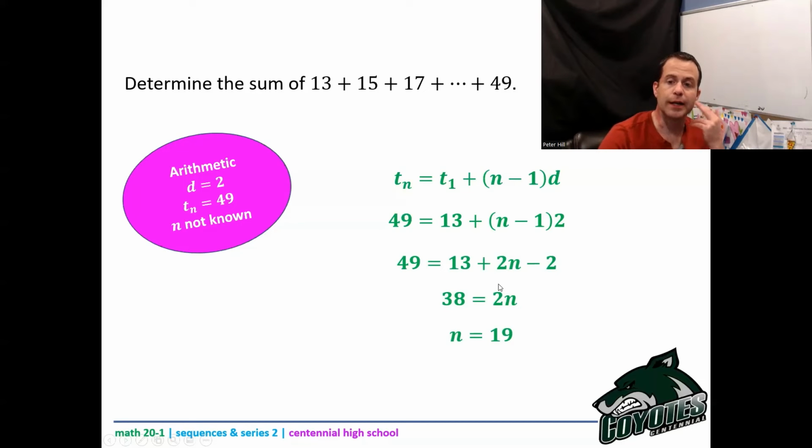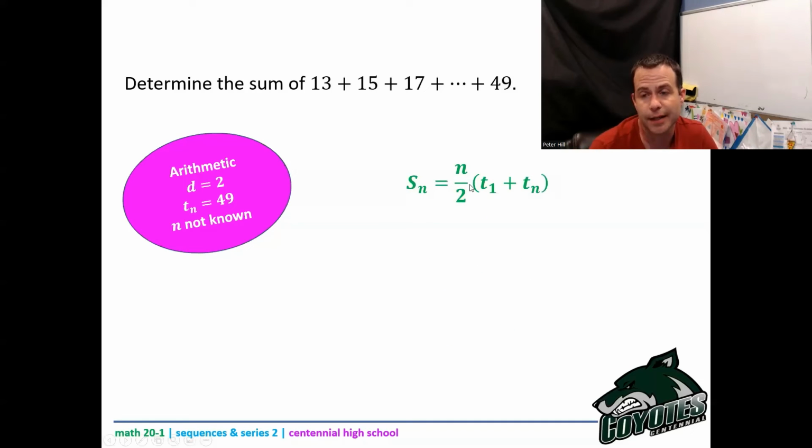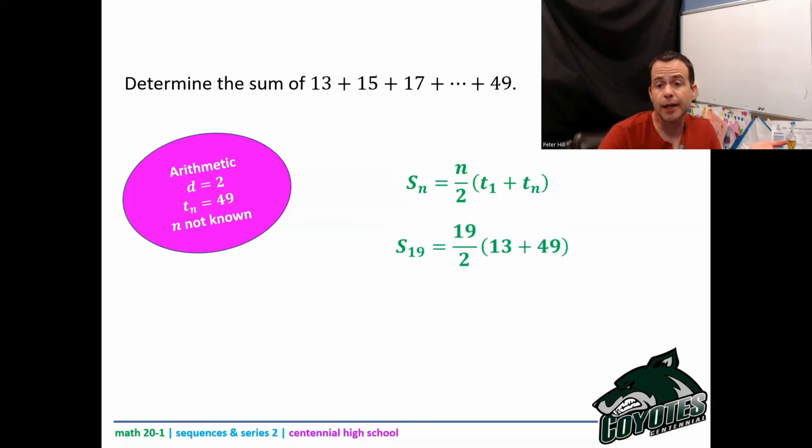Now that I know there's 19 terms, I know my first term and I know my last term, I'm going to use the summation formula for an arithmetic series that uses T of n. That's this one here. So I've got 19 over 2 times 13 plus 49. Throw that in my calculator and I end up with a summation of 589. Awesome.